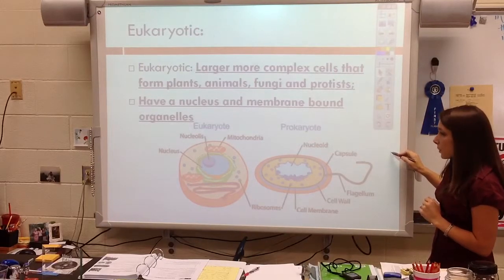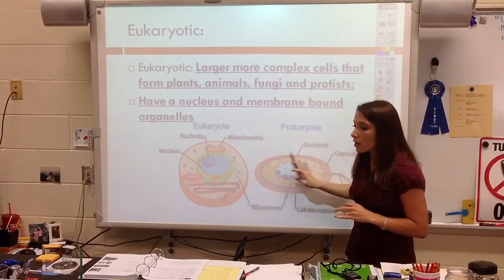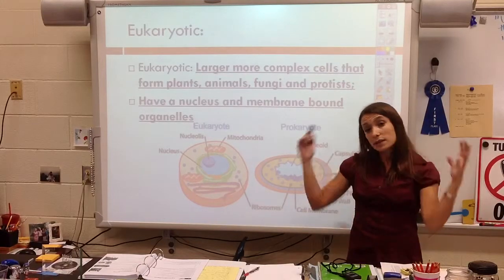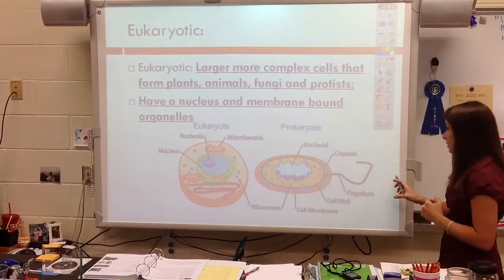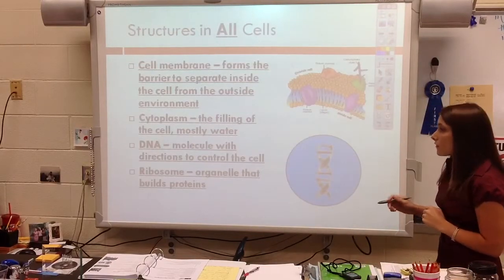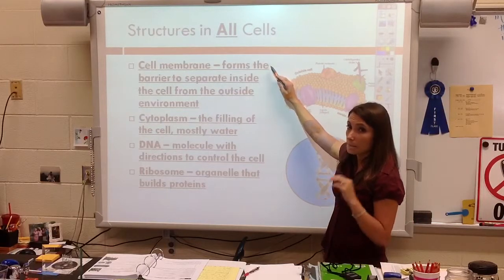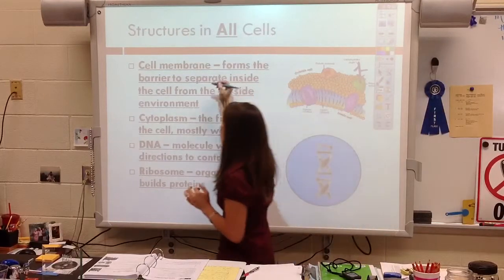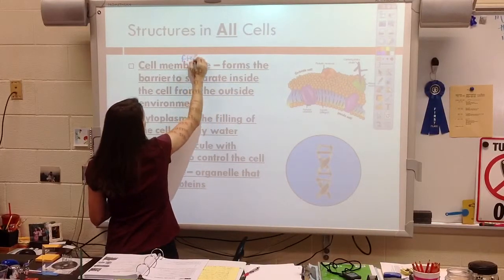So the last part that we want to talk about today are actually going to be the 4 parts that all of these cells have in common. So no matter what type of cell you are, what do we have in common? The first thing that we see is that all cells have a cell membrane. This is different from a cell wall. A cell membrane is actually flexible.